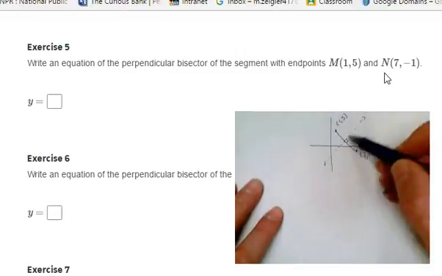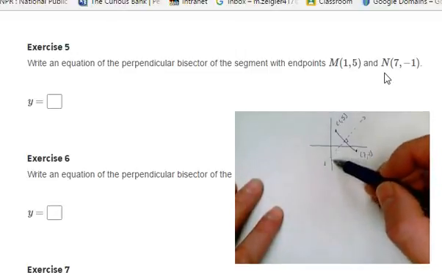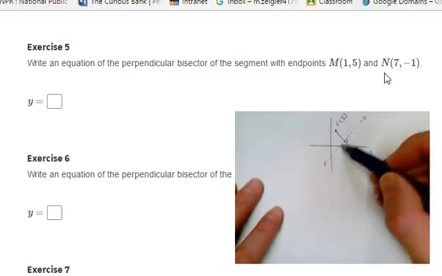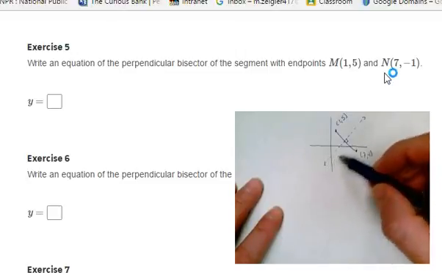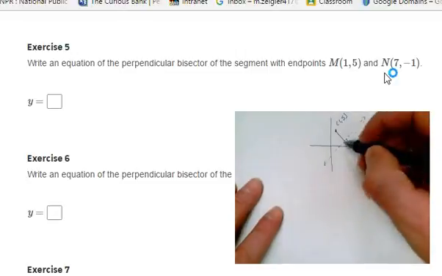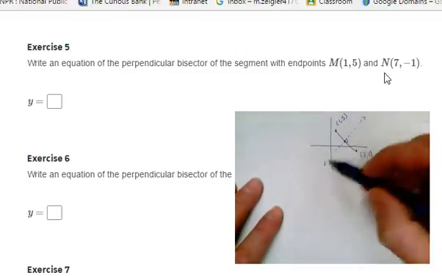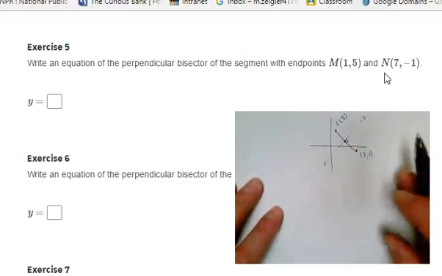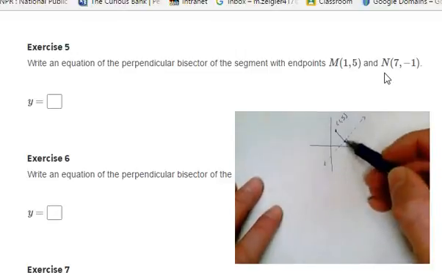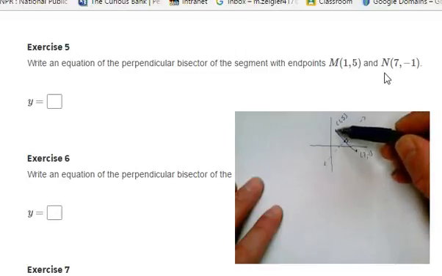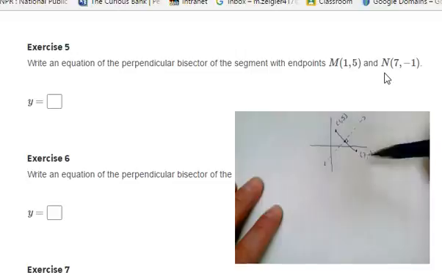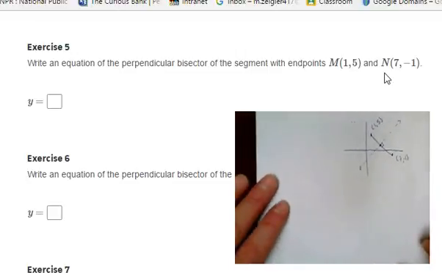We need two things. We need to figure out what its slope is. We're going to write it in slope-intercept form ultimately. We need to know its slope, and then we need to know a point that it goes through. So we need to find this point here, and then figure out its slope. Well, first, let's figure out this point. Because this is a perpendicular bisector, this point right here will be the midpoint of this segment. So let's use the midpoint formula to find that.